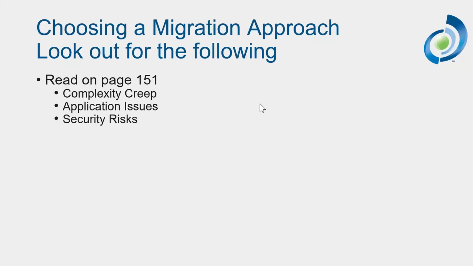Okay, so there's a few other things that you have to keep an eye out for. Complexity creep, application issues, security risk. So what this means, complexity creep. A lot of times you start a project and everybody starts to see how good things are, and then they try to throw in one or two things.